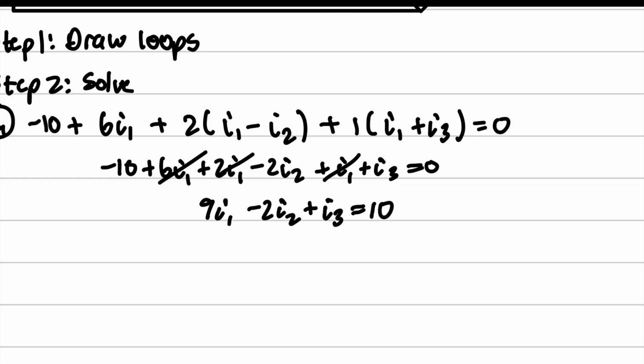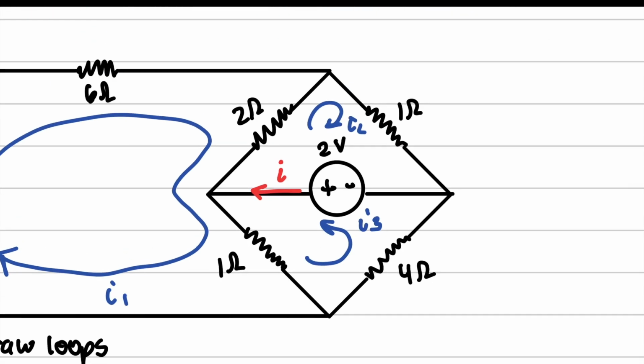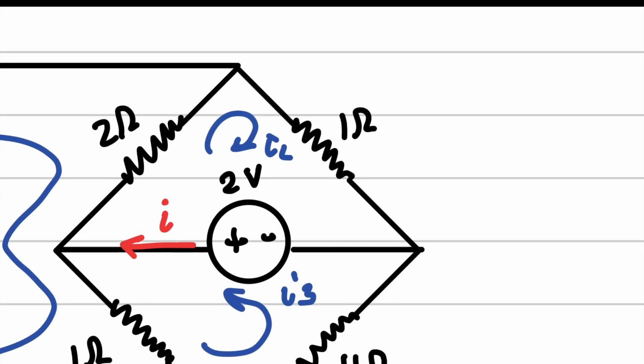And we get 9I1 minus 2I2 plus I3 equals 10. Now we're going to do loop 2. That's just going to be negative 2 volts, 2 ohms, and 1 ohm.